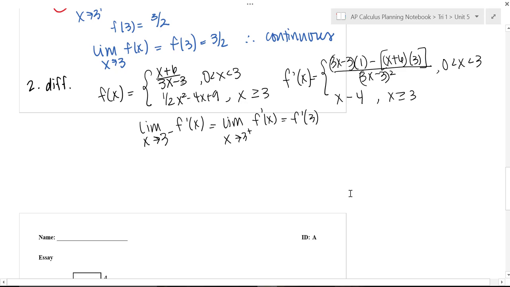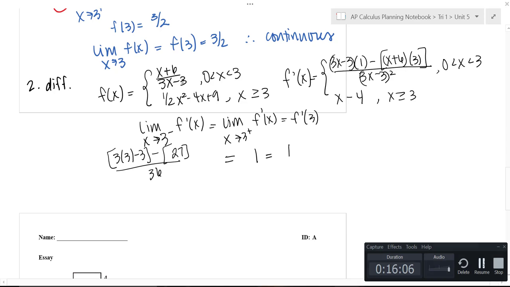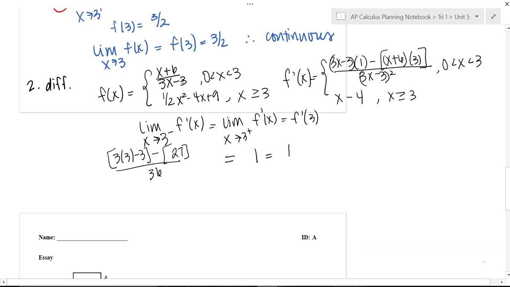And in this scenario, what you just had to do is plug in these values. Because we're plugging in that 3, I'm going to go ahead and get that done. So 3 minus 4 is 1. That would also equal f prime of 3. And once I start plugging this in, I notice that this is not going to be equivalent. So this does not equal, therefore not differentiable.